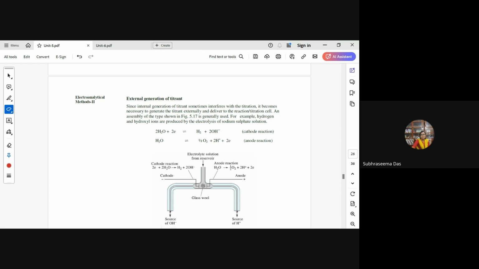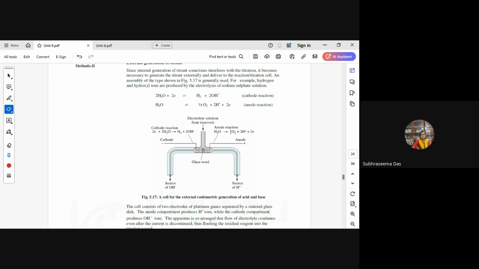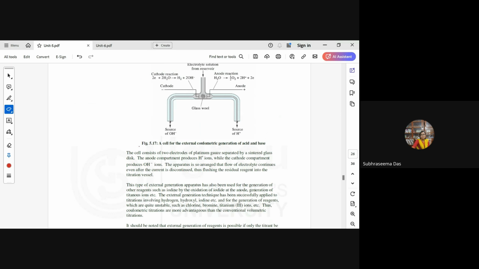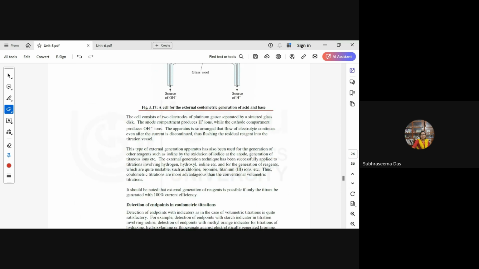An assembly is shown in figure 5.17. Here hydrogen and hydroxyl ions are produced by electrolysis. The cell consists of two electrodes of platinum gauze which are separated by a sintered glass. The apparatus is so arranged that the flow of electrolyte continues even after the current is discontinued, and then the residual reagent is flushed out into the titration vessel.